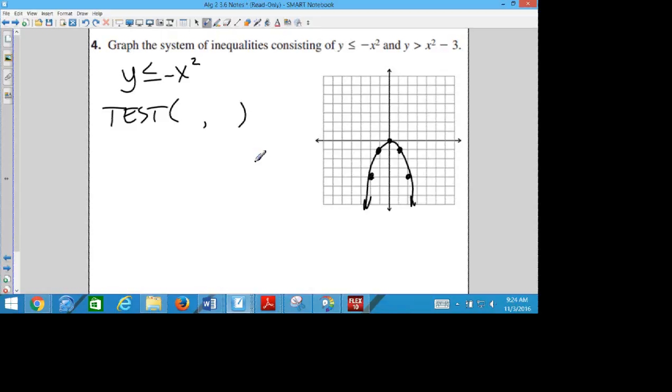What do you want to pick? (1, 1)? (0, 1)? (1, 0)? Any of those. I'll pick (1, 1). That one sounds fun. So then I have 1 less than or equal to negative parenthesis 1 squared. Order of operations says do the squared first, then do the negative sign because it's outside. So I get -1. Is 1 less than or equal to -1? No. So that means I would shade not (1, 1). I would shade inside.